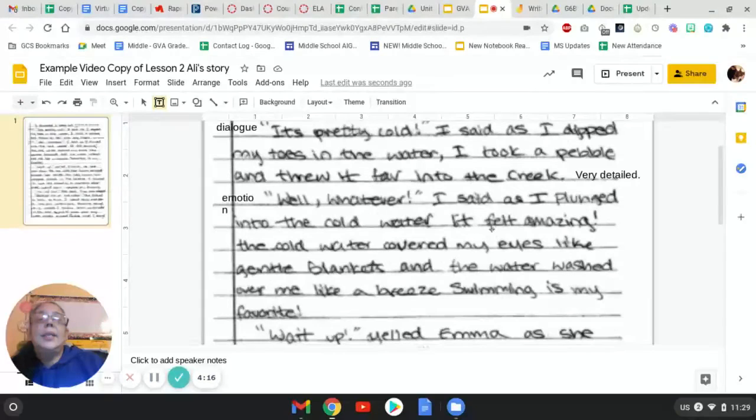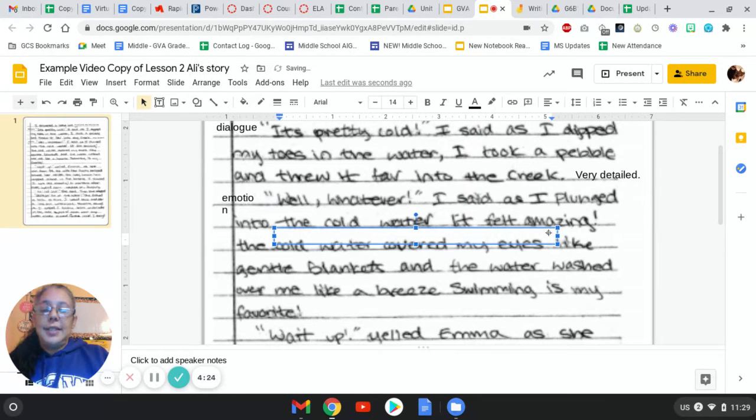Guys, I like these words. Right here, covered my eyes like a gentle blanket. She's using figurative language. That's a simile. Figurative language helps us to understand what's going on. It gives it a little bit more excitement. All right.